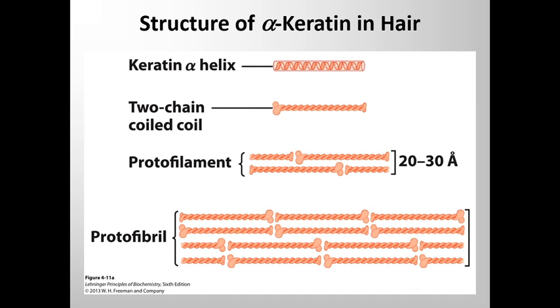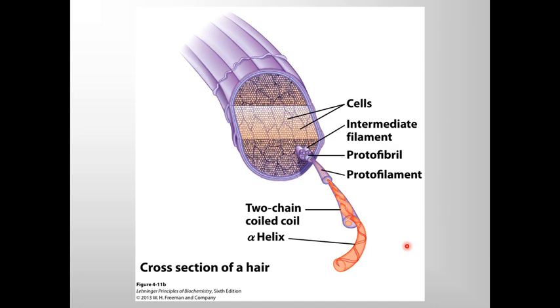And what does an intermediate filament look like? That is how it looks, right? Now, this is a cross-section of a hair, and within the cross-section of a hair, you have alpha keratin and two-chain coiled coils, which combine together to form a protofilament and a protofibril. Now, these individual two-chain coiled coils in various substructures also seem to be interwound, but the handedness of the interwinding and other structural details are not clear.